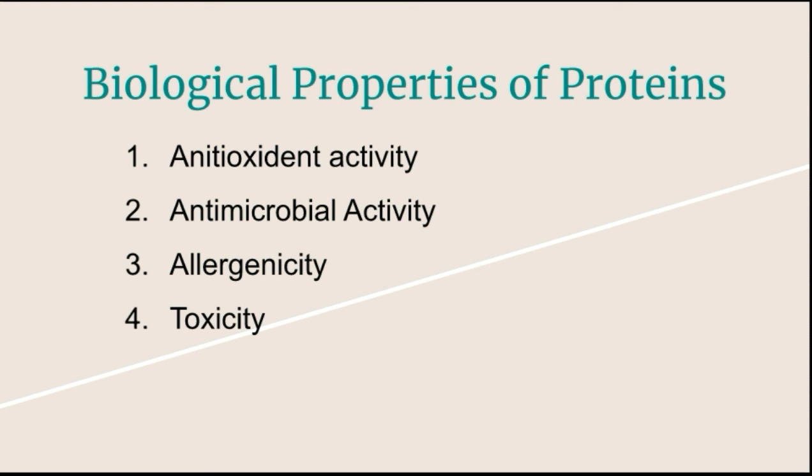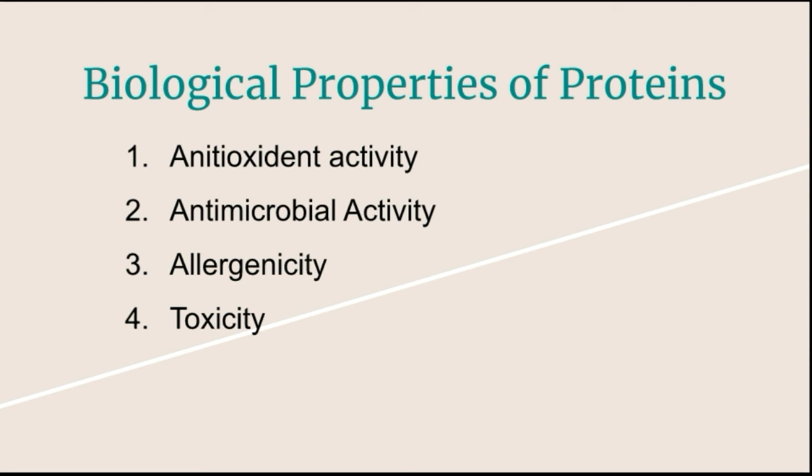Fourth is the toxicity. Protein toxicity is due to excessive protein intake without carbs and fat. Okay, and protein toxicity is the buildup of protein metabolic waste due to underfunctioning of the kidneys. It means that with underfunctioning of the kidneys, protein toxicity will occur, as well as with excessive intake of protein in the body. Okay, that is the fourth and last biological property of protein.